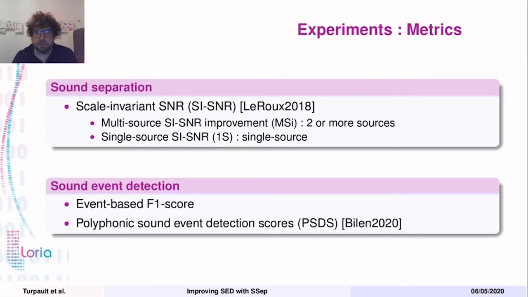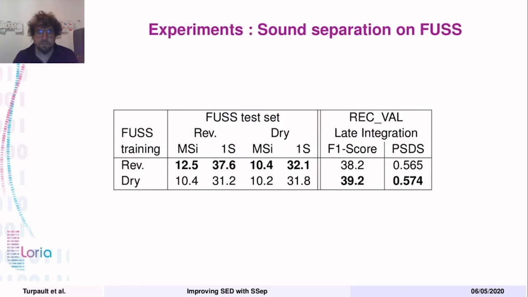Regarding the metrics we are going to use, for source separation we are using the scale-invariant signal-to-noise ratio. We have two different scale-invariant metrics. When we have two or more sources, we use the multi-source SI-SNR, and when we have only a single source, we use the single-source SI-SNR. Regarding sound event detection, we are using the event-based F1 score and the polyphonic sound event detection score.